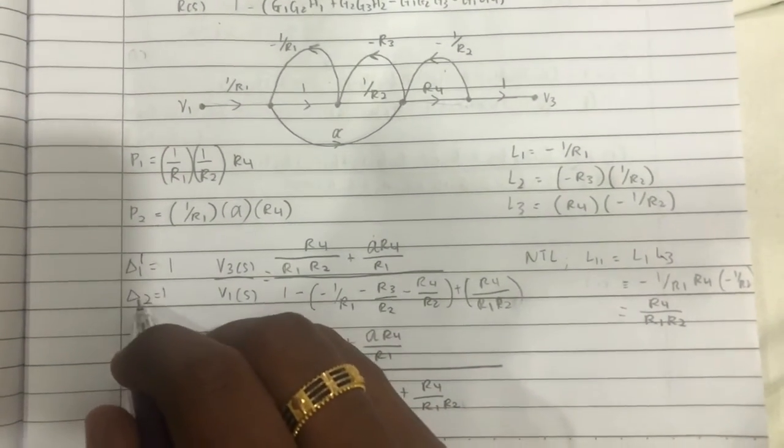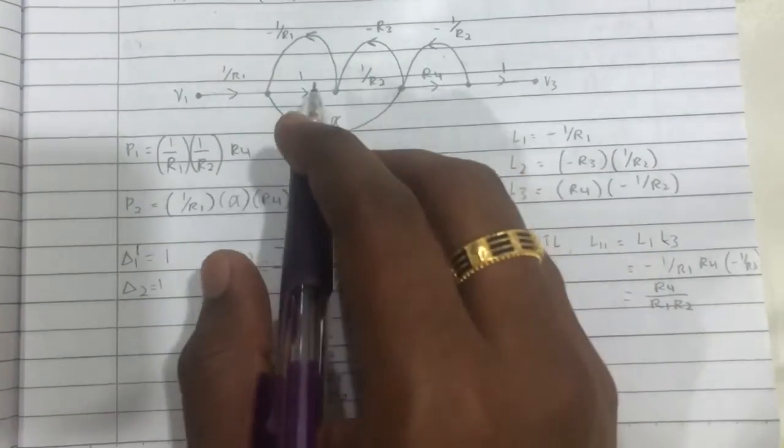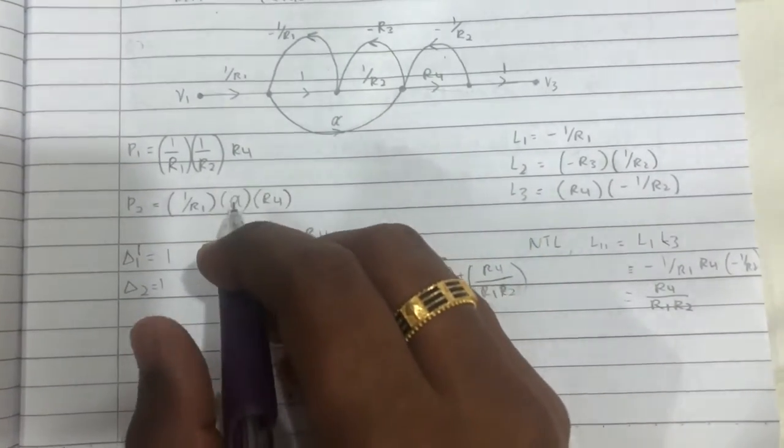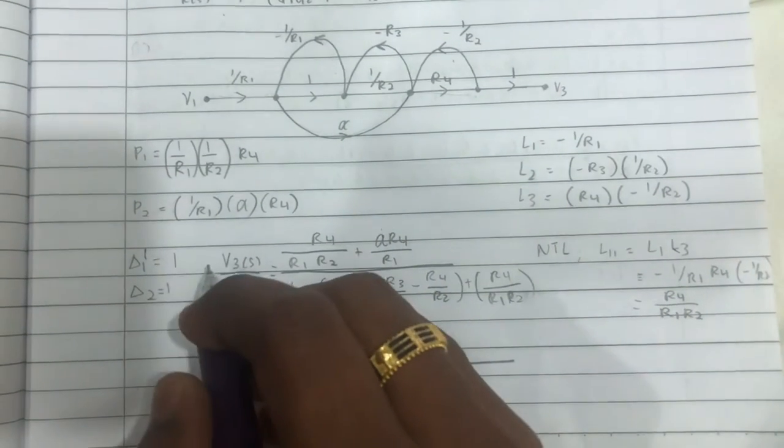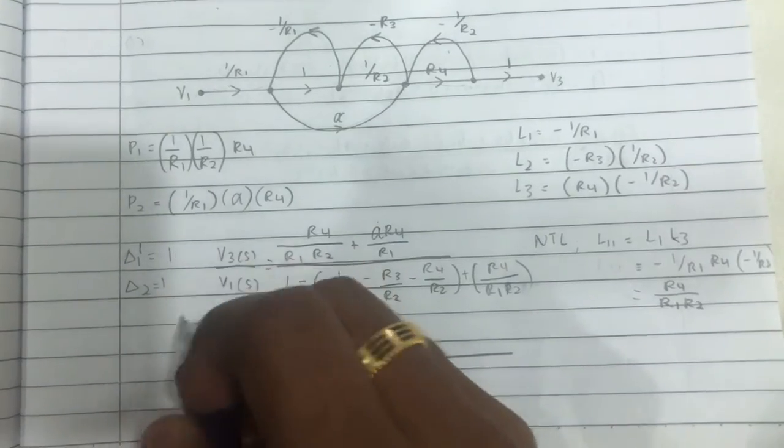For delta 1 and delta 2, since all the loops are touching both of the paths, or are somehow connected to both of the paths, we are unable to obtain any values over here. So we obtain delta 1 and delta 2 as 1 and 1.